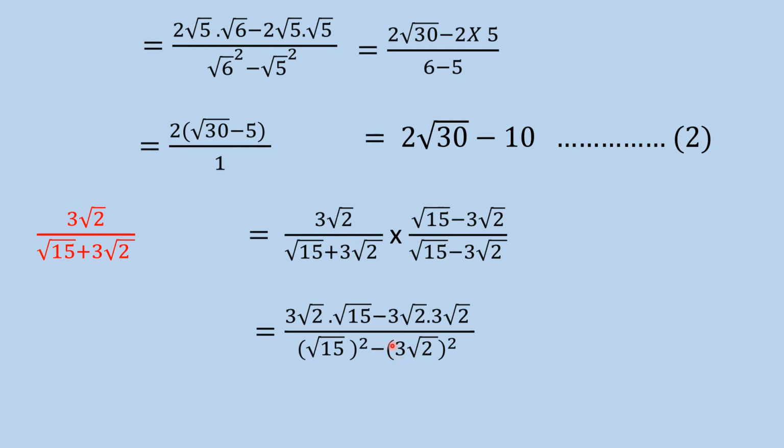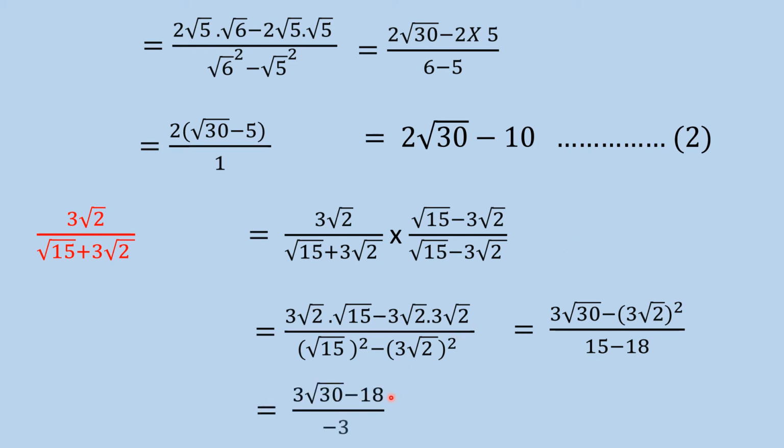On solving it we get 3 root 2 into root 15 is root 30. So we get 3 root 30 minus 3 root 2 into 3 root 2, that is 3 root 2 whole square. In the denominator, root 15 whole square is 15 and 3 root 2 whole square is 18, because 3 square, that is 3 into 3, 9, and root 2 square, that is 2. So 9 into 2 we get 18. Now solving it, we get 3 root 30 minus 18 divided by minus 3. We take 3 as common in the numerator. We get 3 and in the bracket root 30 minus 6.